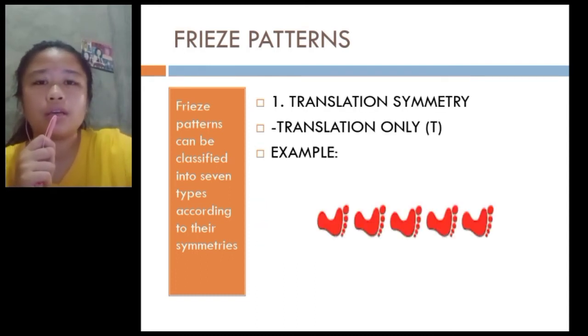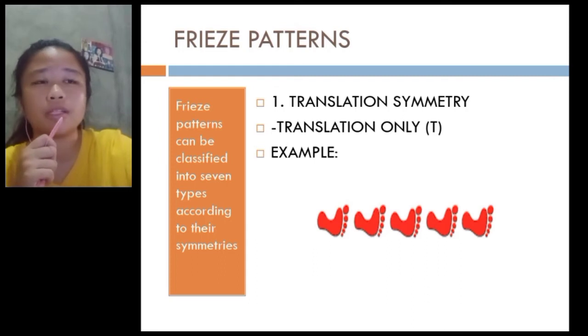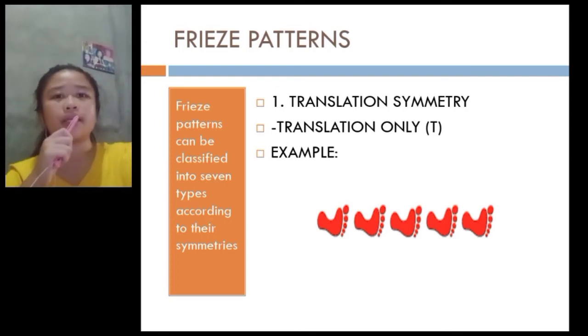Translation symmetry is for T, or translation only. This pattern occurs when a shape moves a certain distance equally over and over, creating a pattern. This is the example of translation symmetry.